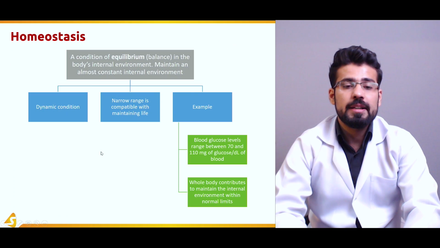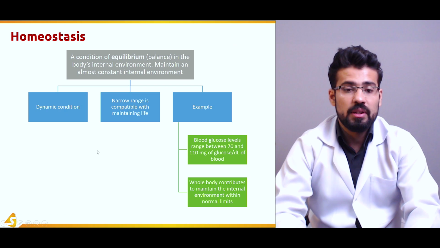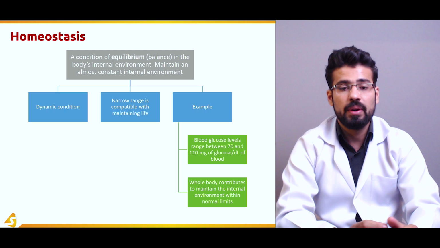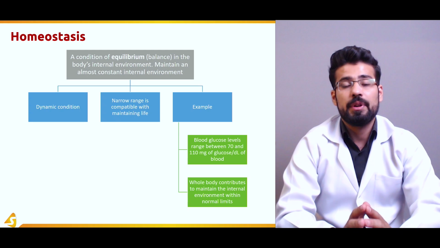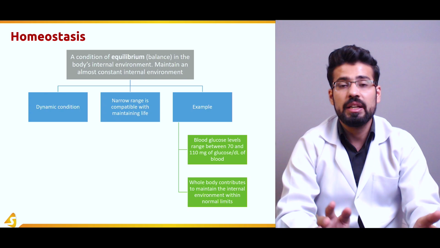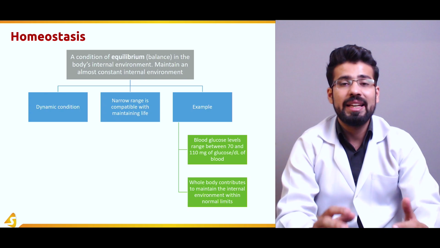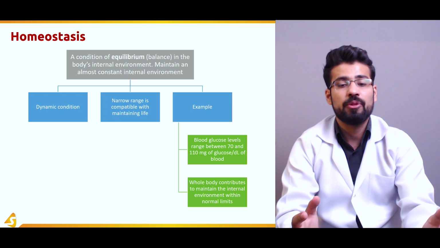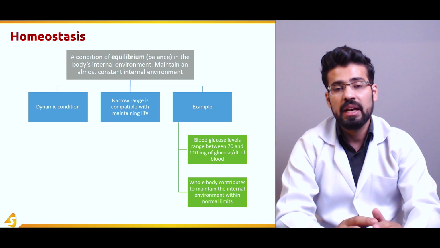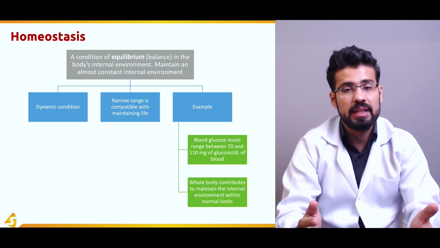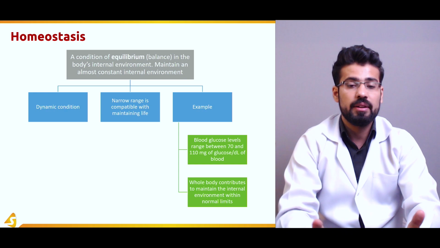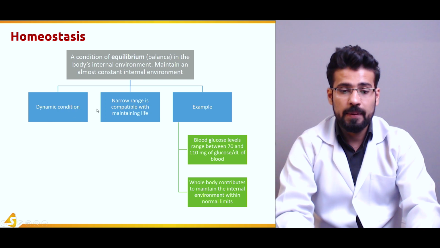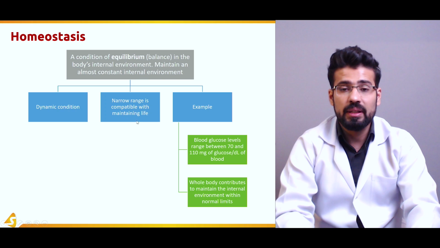Moving on towards homeostasis. Of course, as discussed in the previous slide and in the previous lecture as well, the basic definition is a condition of equilibrium. The body needs to attain this particular equilibrium where the body's internal environment is in harmony, constant or at a nearly constant level as designed. So it is a dynamic condition. The narrow range is compatible with maintaining life.